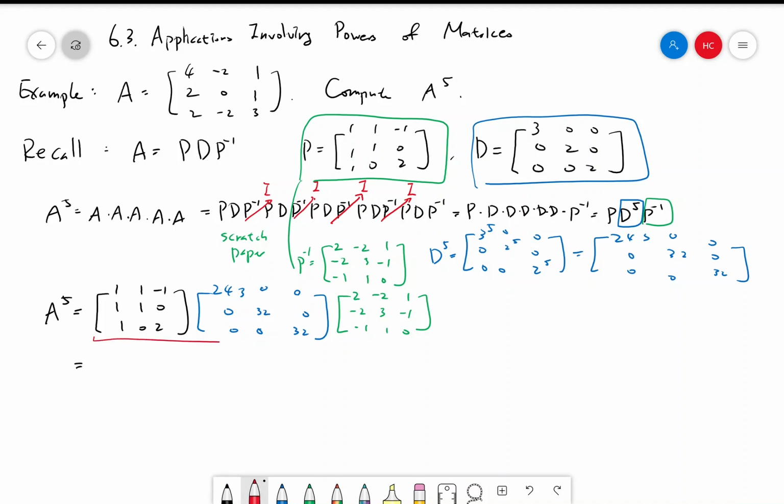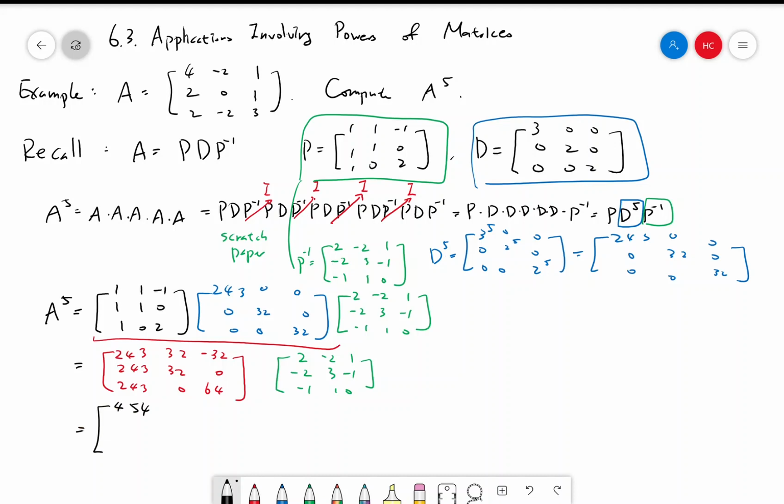And let's do the first two first. You should use the calculator. This is equal to 243, 32, 32, negative 32, 243, 32, 0, 243, 0, 64. And the third matrix stays here. And this is equal to, you should use the calculator, 454, negative 422, 211, 422, negative 390, 211, 422, negative 422, 243. So here we go. This is a faster way to calculate A to the 5th.